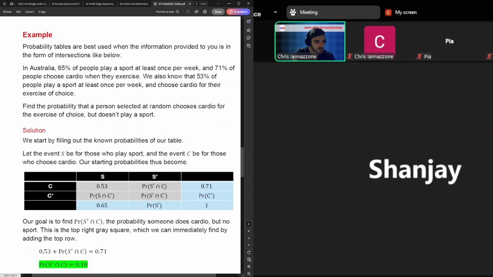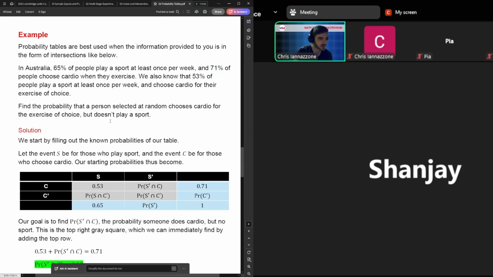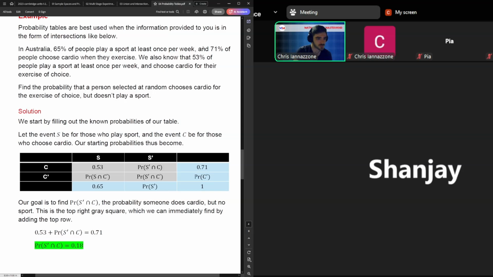Okay. This is best used when the information you have are intersections. So in this case, we have 65% of people play sport, 71% choose cardio. So we're comparing sport and cardio. You would set up your table with S and C, and then the complements to those probabilities. The other piece of information that makes it probably better for a two-way table is that the information you're given is an intersection. And the thing you're trying to solve is also an intersection.